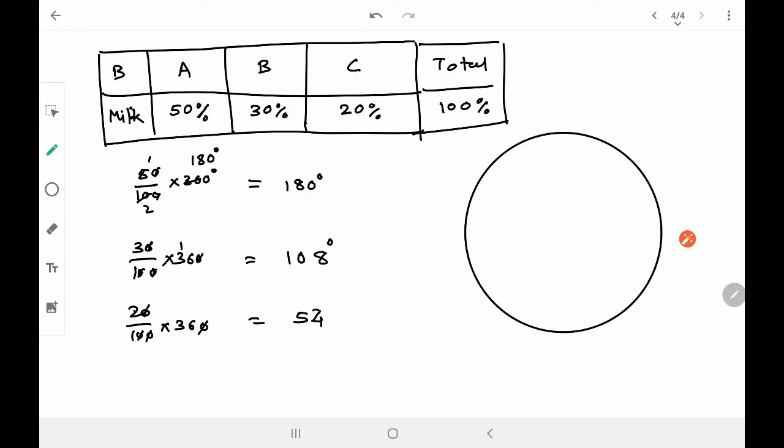No 2 and 62 degree, sorry, 72 degree. All right.